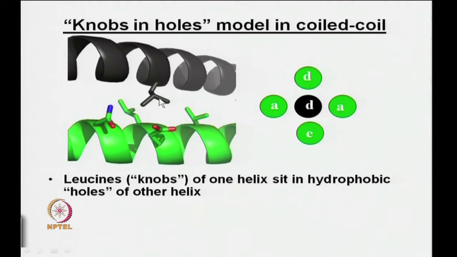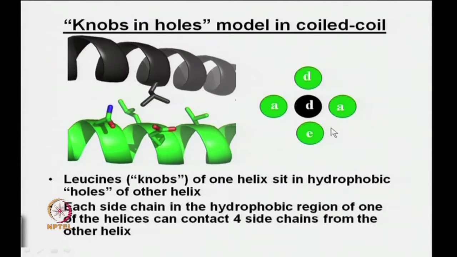So, this is your D, right. This is a D which is a leucine, and these are the respective amino acids from the other helix. That is why these two helices are differently colored. This is one helix, this is the other helix, these two together are forming the coil. So, as it says, leucines, which are the knobs of one helix, sit in the hydrophobic holes of the other helix. This is what you see. The D is leucine, D, A are primarily hydrophobic, but E is hydrophilic. Now, each side chain in the hydrophobic region of one of the helices can contact 4 side chains from the other helix. This is exactly what you see out here.